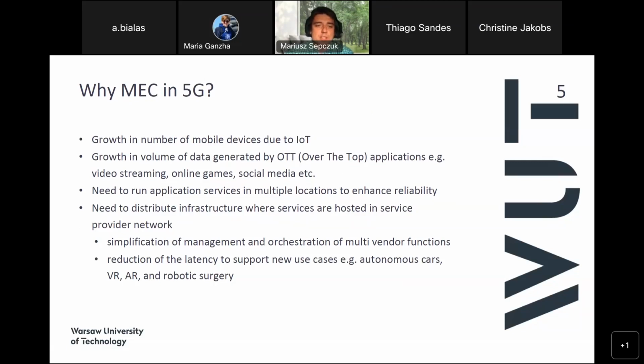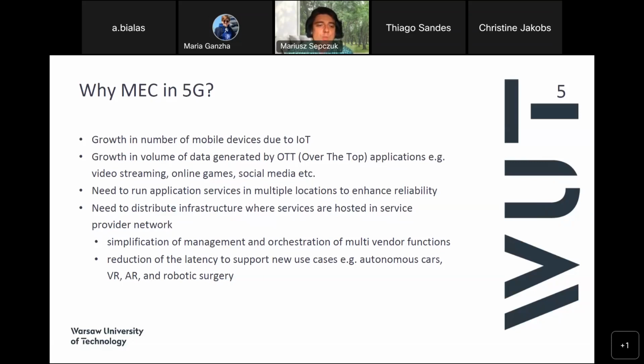Nowadays we can observe significant growth of IoT devices, including devices to which an IP address is assigned and which are connected to the internet. And of course, in such a case, we want to be able to manage such devices. Moreover, we can also see that services such as video streaming, online gaming, or social media generate a large volume of data. So again, we want to manage such new use cases, and especially use cases which are used in 5G.